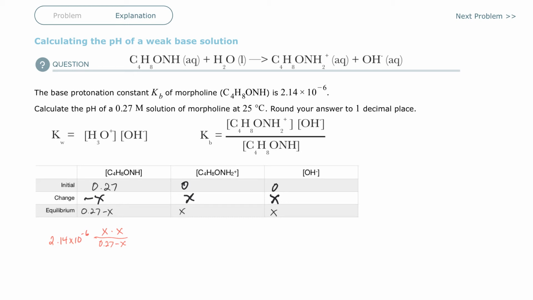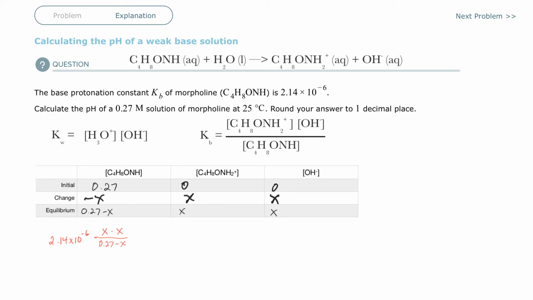So I'm going to ask myself a question. This is a weak base. A weak base means that most of the stuff that you put in the water is going to stay in the entire molecule. It's not going to break apart. And so what is it going to be? This X is going to be very, very little. My guess is that it's going to be less than a hundredth, maybe less than a penny worth out of $1. So that means that it would round off anyway.